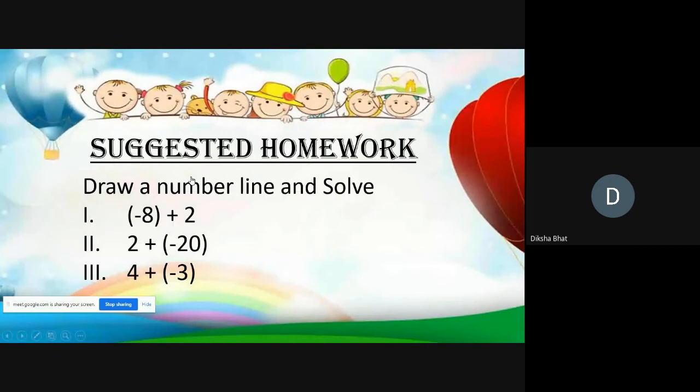That's all for today. For homework, draw a number line and solve negative 8 plus 2, 2 plus negative 20, and 4 plus negative 3.